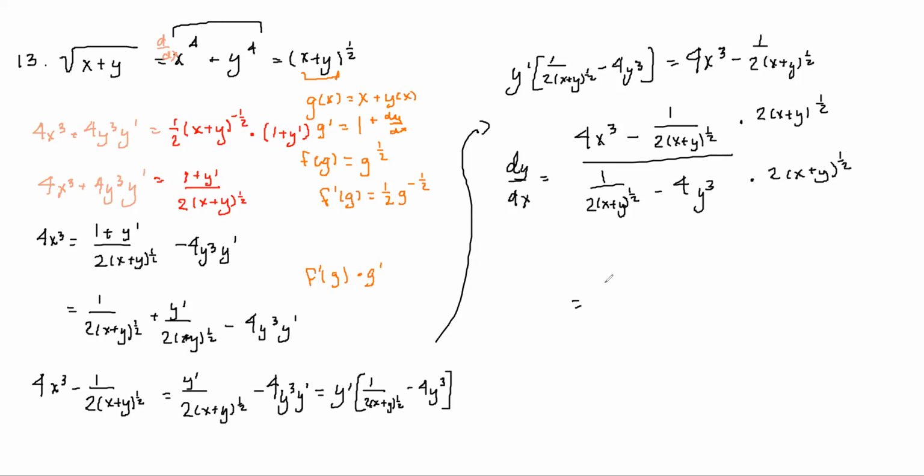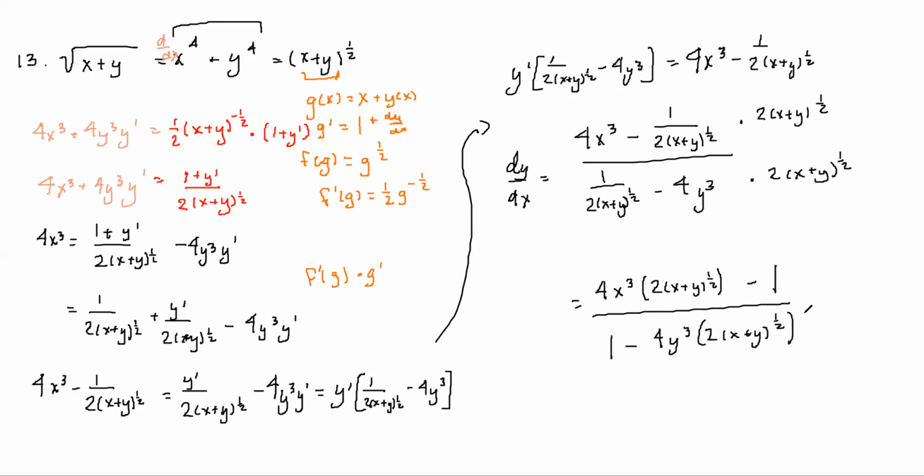So what this is going to turn into is 4x cubed times 2x plus y to the 1/2 minus 1 over 1 minus 4y cubed times 2x plus y. I can keep going. I can multiply these, the 2 and the 4 together, so that I only have one constant in the shindig, and that one constant is going to be 2 times 4, 8. And that is that problem.